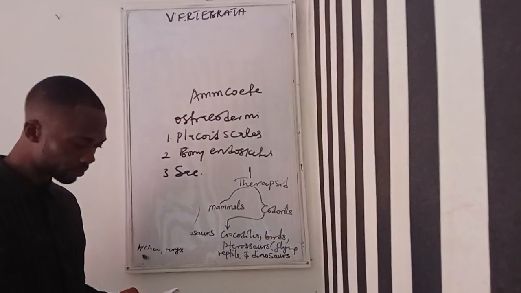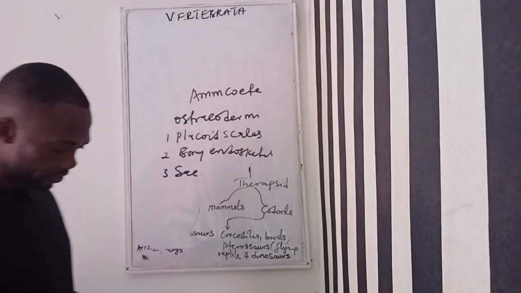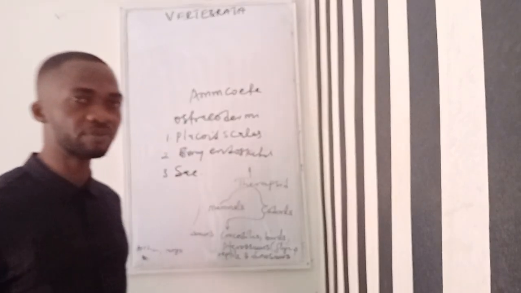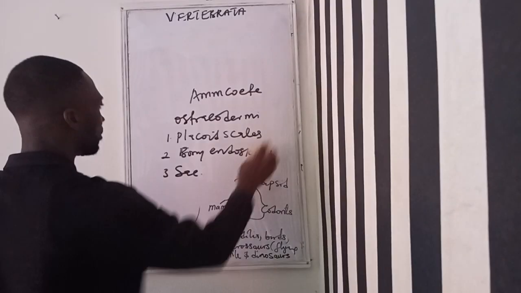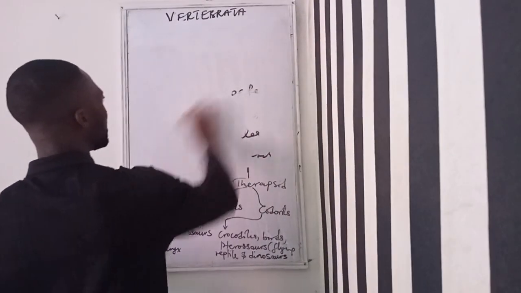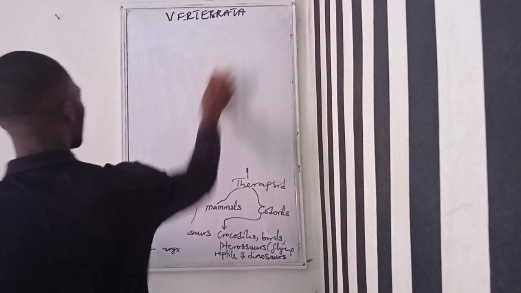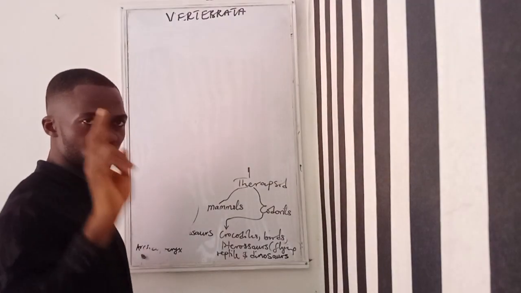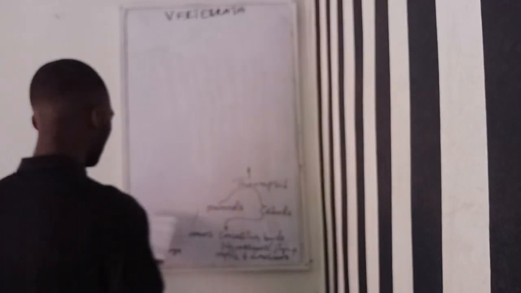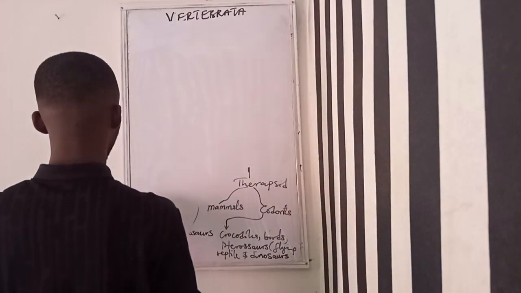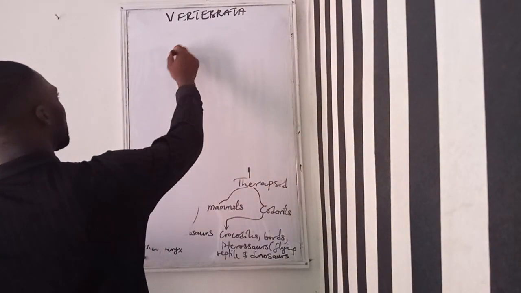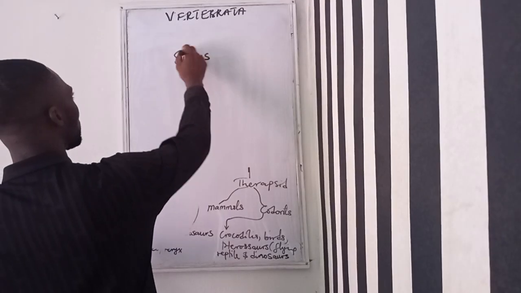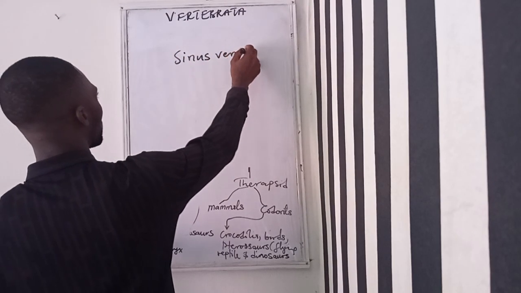So quickly, the circulatory system in fishes. Fishes have two-chambered hearts, but these two-chambered hearts can be divided into four different parts. Fishes do not have four-chambered hearts. What they have is two, but the two can be divided into four different parts. We have the first one as the sinus venosus.